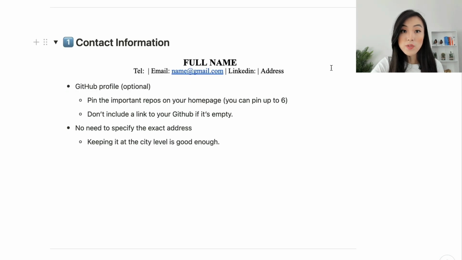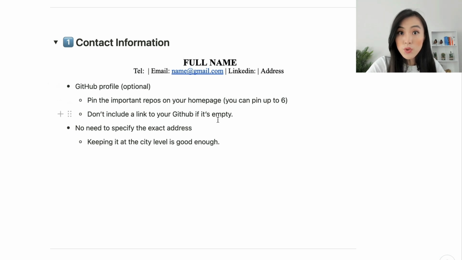The first section on your resume is always contact information. This section is pretty straightforward. You want to have your full name, your phone number, your email address, your LinkedIn profile, and your address in the contact information. You can also consider adding your GitHub profile after your LinkedIn profile. In your GitHub profile, you can pin the important repos on your homepage, and you can pin up to 6. So when hiring managers look at your GitHub profile, they will see the most important repos first.